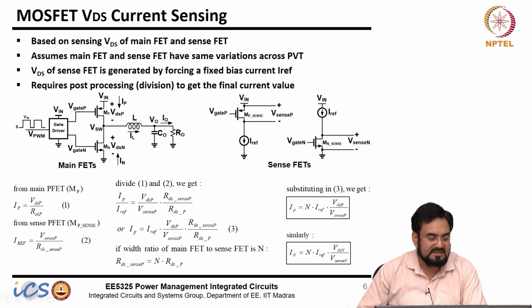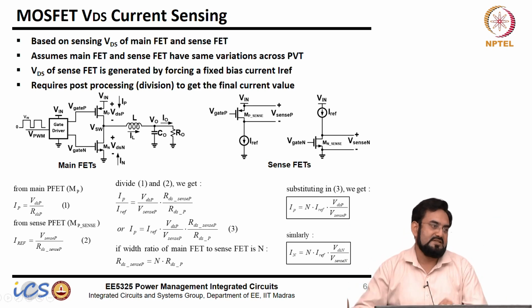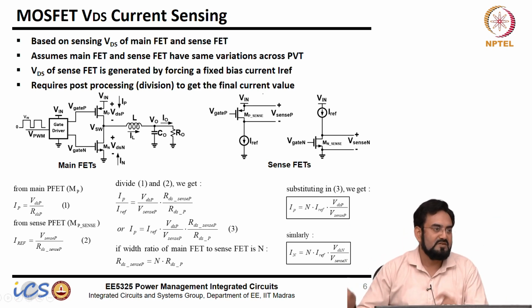But let's say this RDS on is changed, but they are same devices. If this is increasing, this size also increases. So that effect is cancelled out actually. The variation with PVT is cancelled out because they are the same type of devices. What temperature is seen by this guy will also be seen by the other.